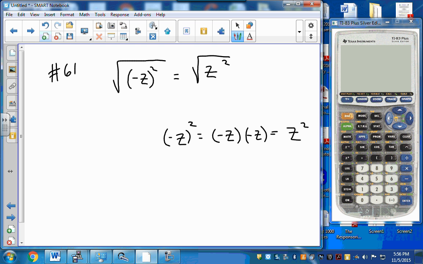And the one thing you have to look out for is this is not equal to z. We mentioned this in class. The square root of z squared is the absolute value of z.